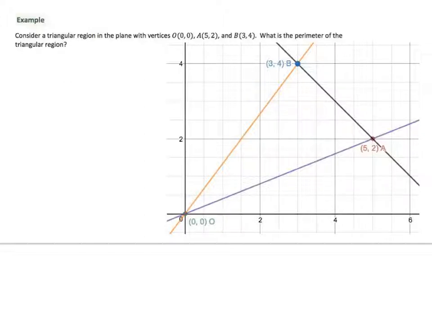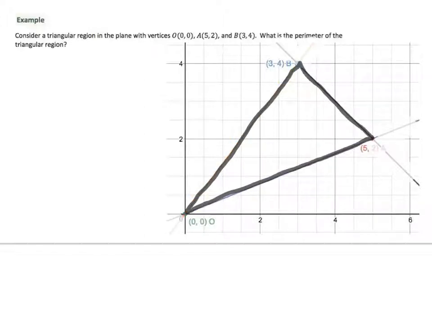So example 1. Consider a triangular region in the plane with vertices of O, for the origin, A and B. What is the perimeter of the triangular region? I sketched it in Desmos so I could see it better. We really don't care about the tails on our triangle. We only care about the actual triangle itself. So to do perimeter here, we're going to have to calculate the distance between A and B, the distance between A and O, and the distance between O and B.